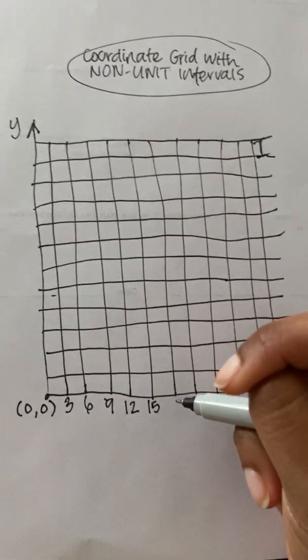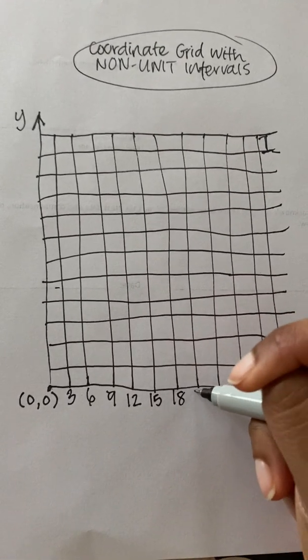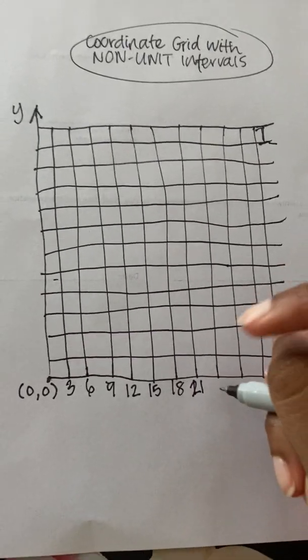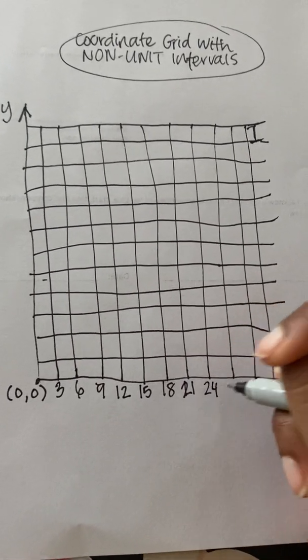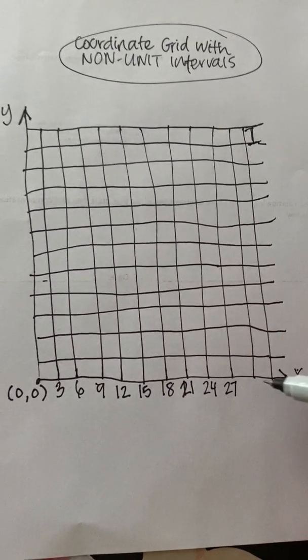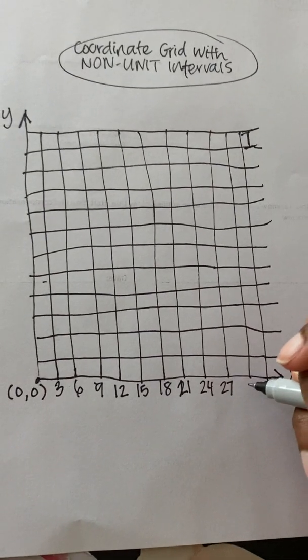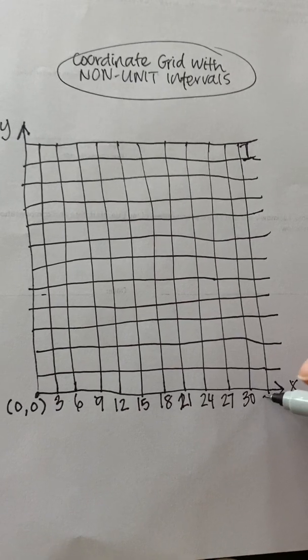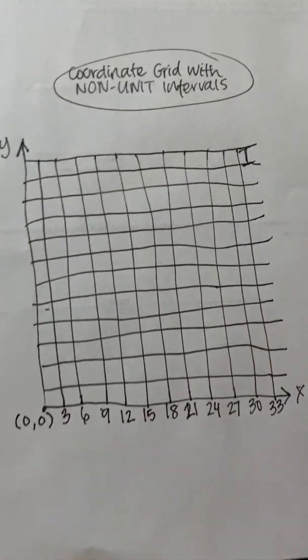Remember, because this is a non-unit interval, I cannot have an interval of 1. So it can't be 1, 2, 3, 4, 5, 6. It's got to be some other jump, some other skip count or interval. Okay, I got up to 33.